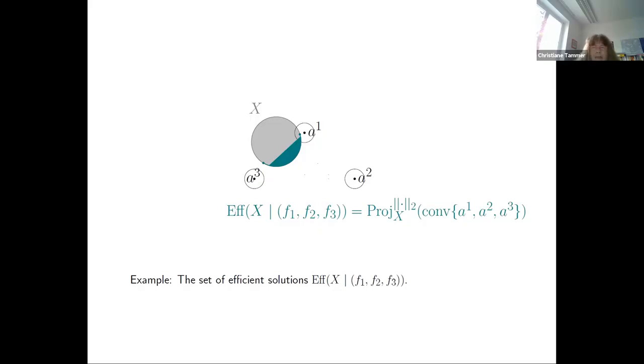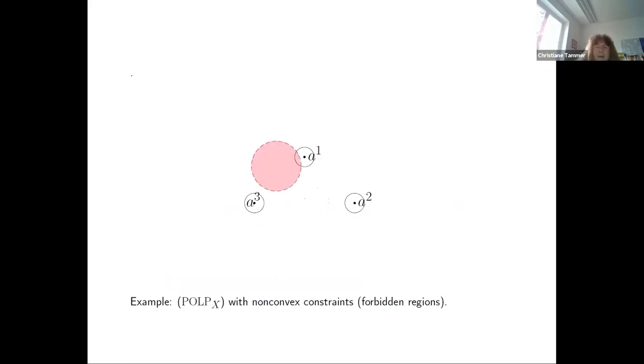derive more general results without convexity assumptions concerning X, and for more general multi-objective optimization problems. Especially, we will also consider problems where the feasible set is not convex. Here you can see again existing facilities for a location problem, and in red color, this is a forbidden region. This means a non-convex feasible set.